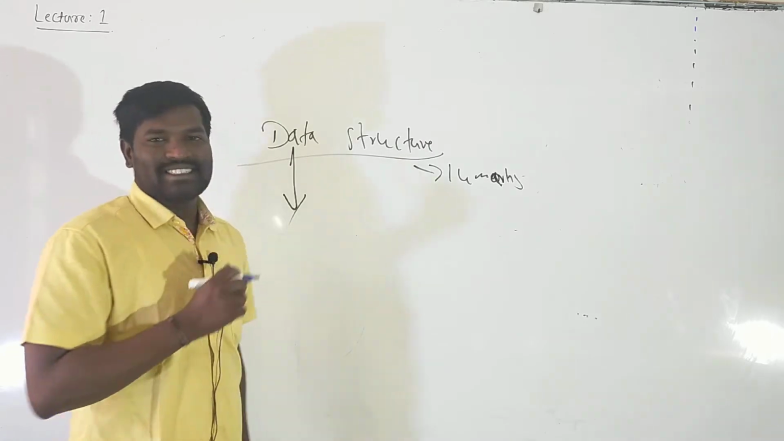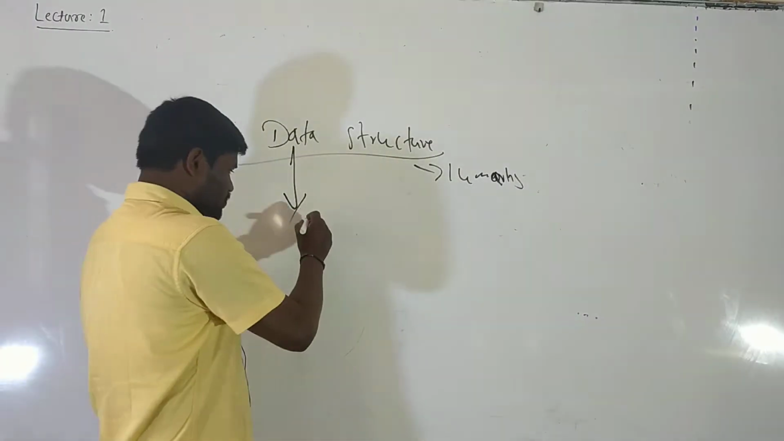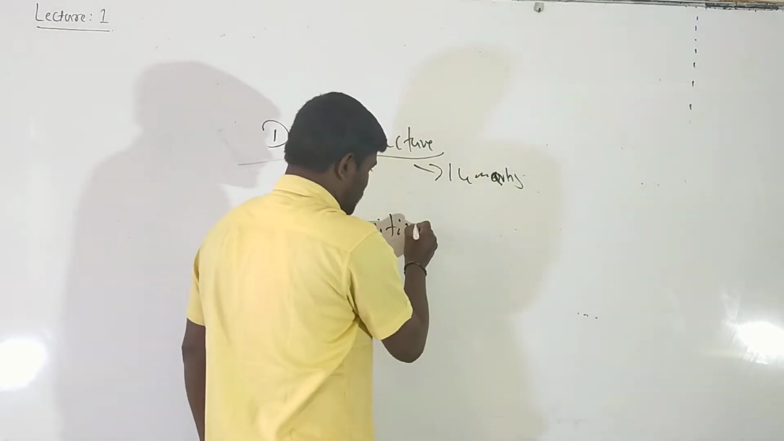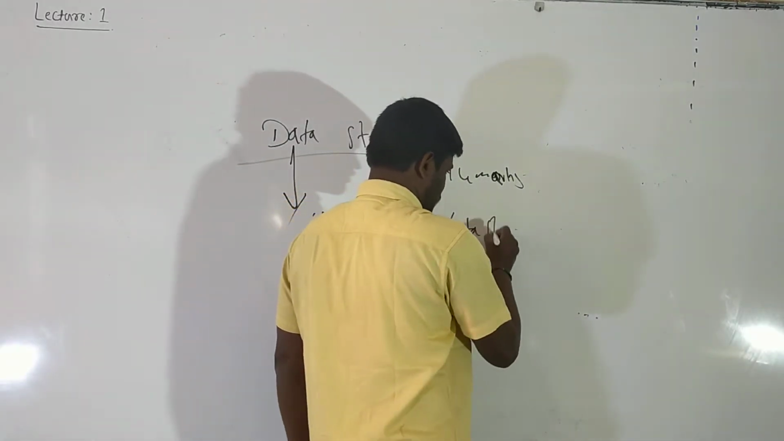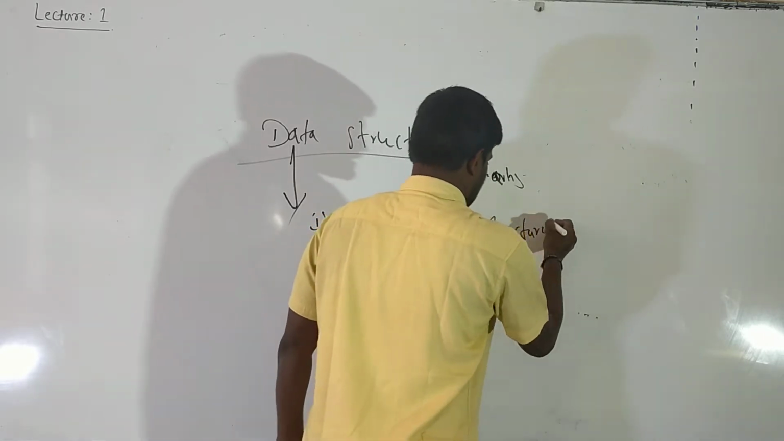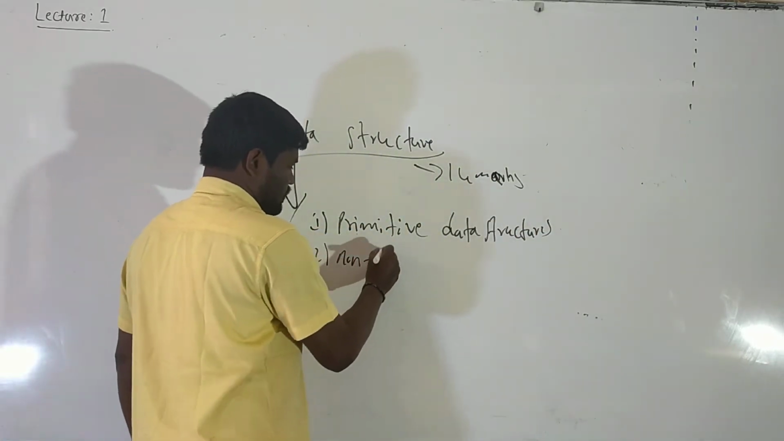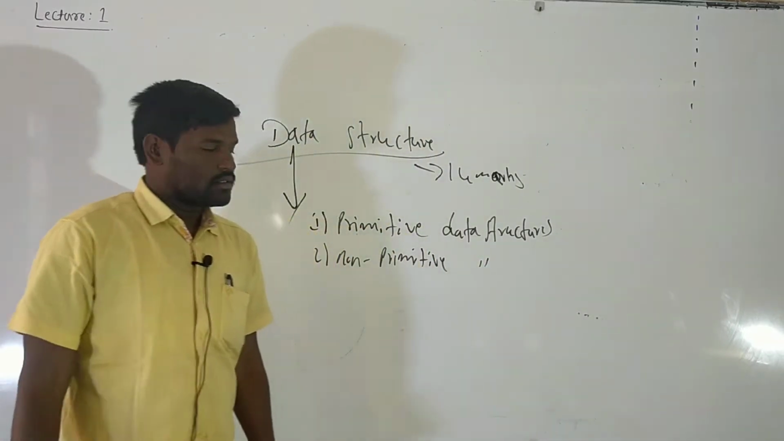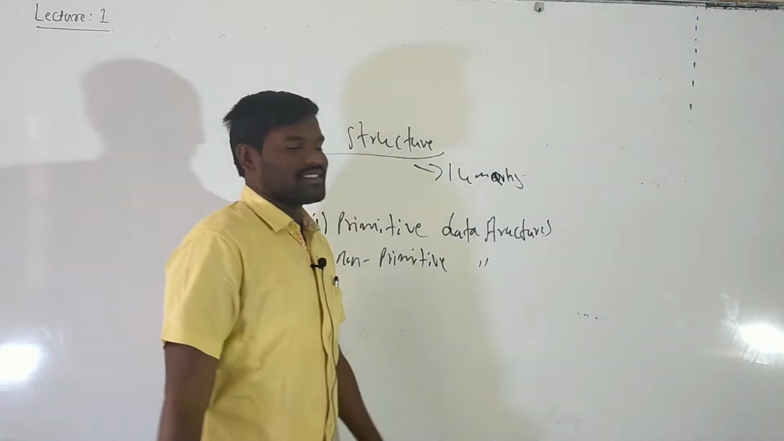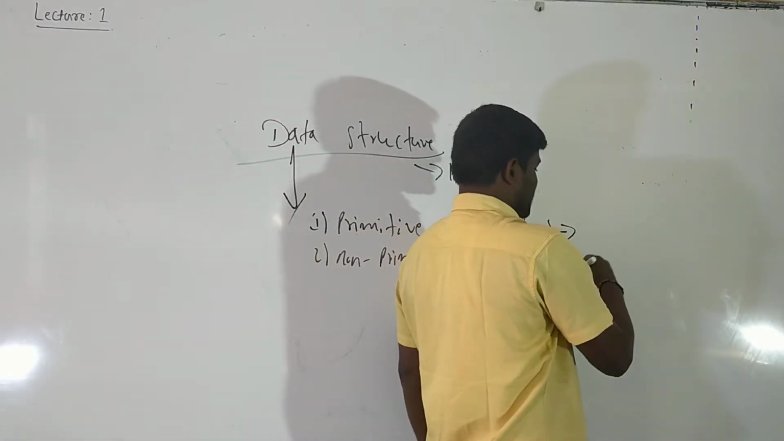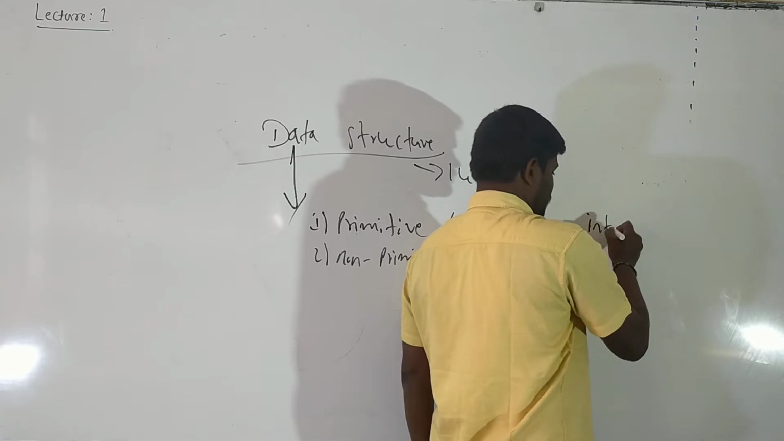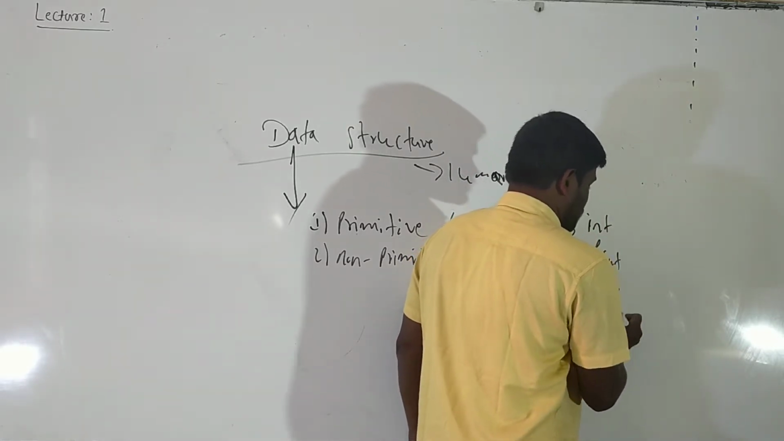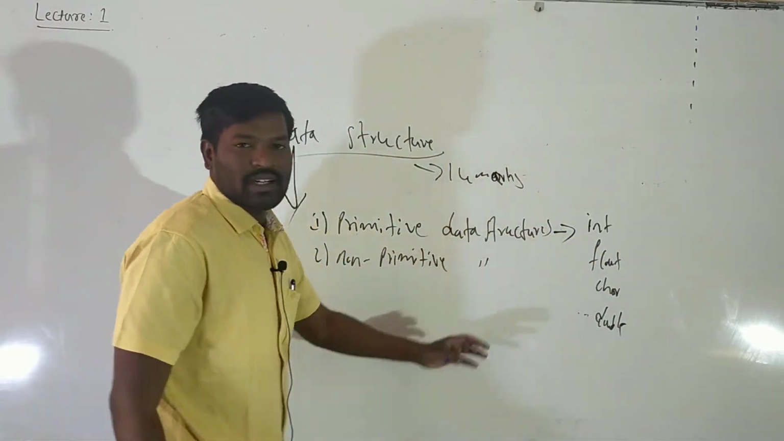Okay, so this data structure is classified into two types. The first one is primitive data structures. The second one is non-primitive data structures. So here primitive data structures are nothing but the built-in data types, that is int, float, char, double. So we already know what is int, what is float, what is char, what is double.